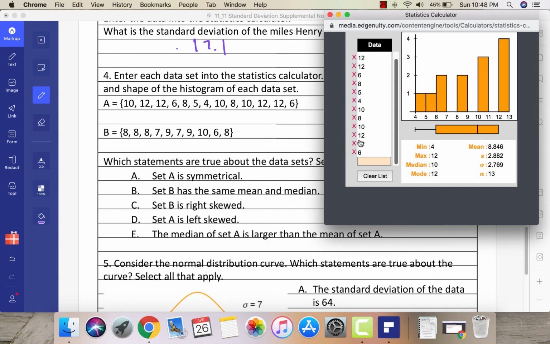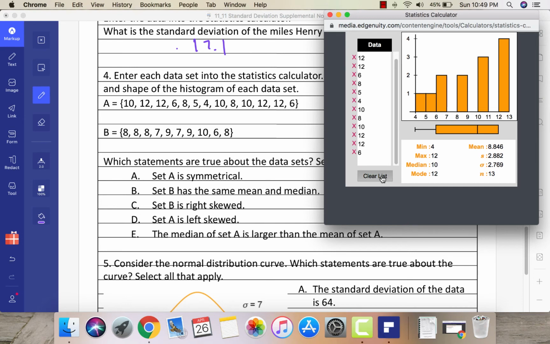So our A has a mean of 8.846. It has a median of 10, and its standard deviation is 2.769, and it looks like it is left skewed. All right, so we got to keep that in mind.